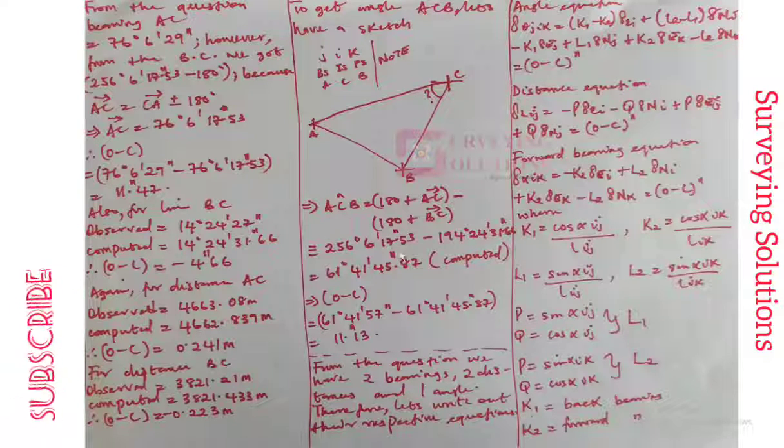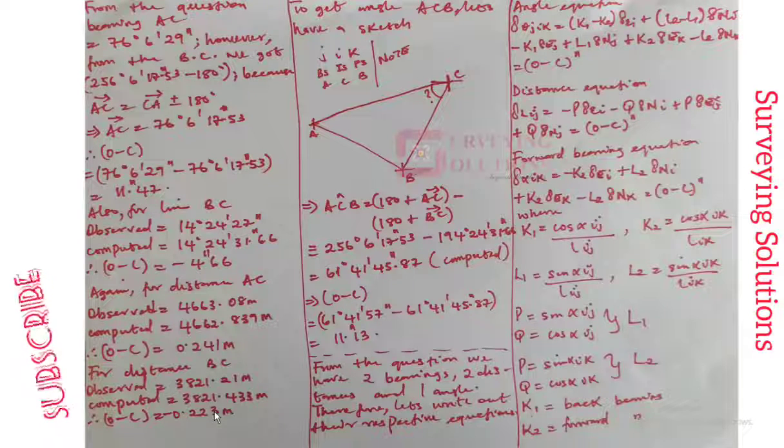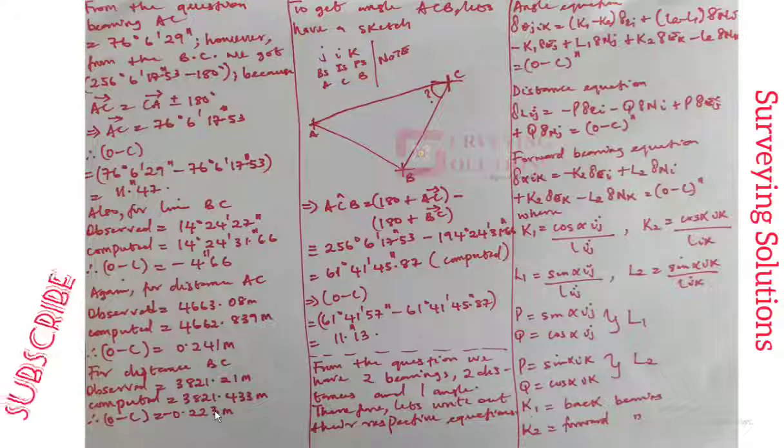Now, for the distance BC, which is this other distance, the observed given to us in the question is 3821.21 meters. Whereas from our back computation, what we got was 3821.433. Therefore, the observed minus computed, as you can see here, is minus 0.223. Are we together? Good. That is for the distance.